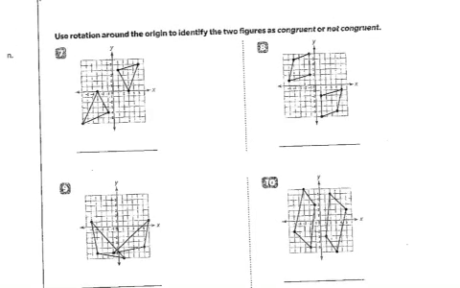So for example, in number 7, one thing I noticed is that the shape is smaller. So this cannot be rotation. So we would say not congruent because they're not the same as the one shape that got smaller.